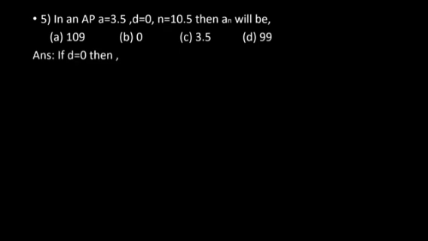What we have as a value? 3.5. That will be equal to an. If d is 0, then an will be equal to a. Like these problems many times they will give in an exam, and at that time you don't need to put in a formula and check further. By seeing only, if you get d is 0, you can directly say that an will be equal to a. So therefore the answer is C, 3.5 is the correct one.